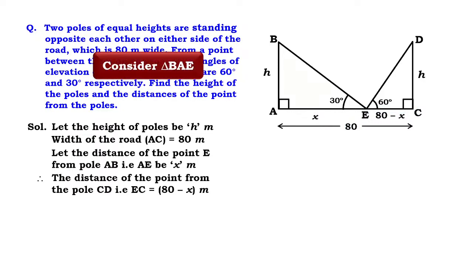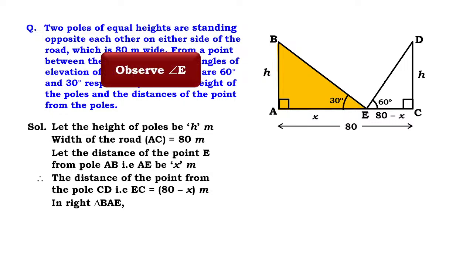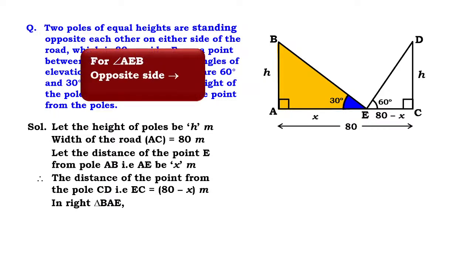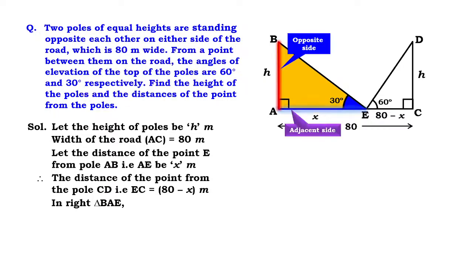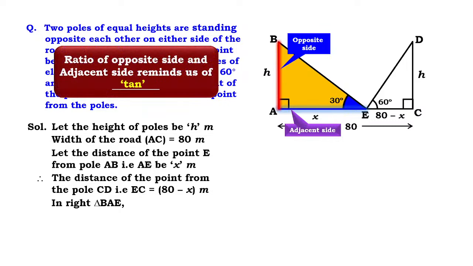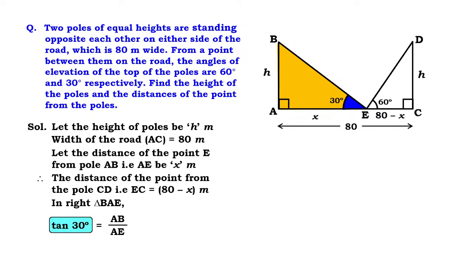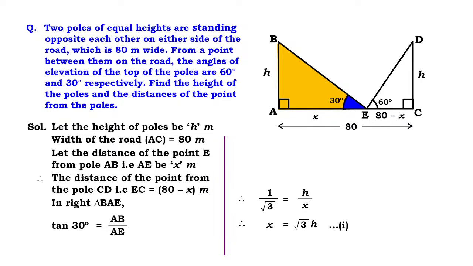So now I got two bases. Now take the triangle ABE. Angle 30 degrees. Observe the angle 30 degrees, everyone look at 30 degrees. Opposite and adjacent: the opposite side is h and the adjacent side is x. So what am I going to use? Tan. Tan 30 is equal to AB by AE. What is the tan 30 value? 1 by root 3. 1 by root 3 is equal to AB by AE, otherwise h by x. Can I write it like this? So what is the value of x? Root 3 h. Keep this in mind.